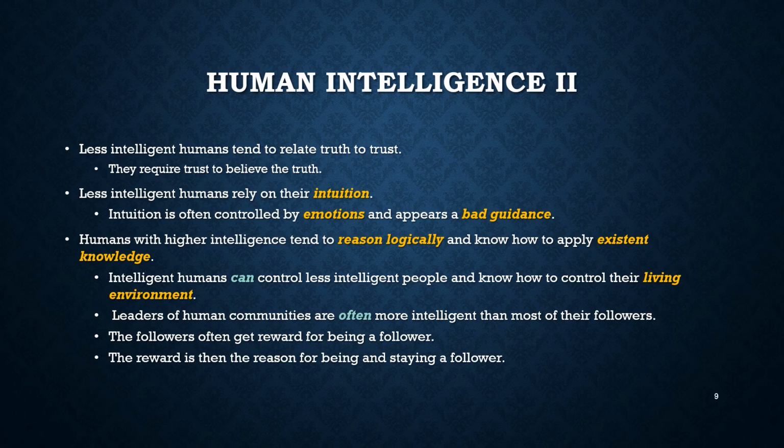Humans with higher intelligence tend to reason logically and know how to apply existent knowledge. Intelligent humans can control less intelligent people and know how to control their living environment. Leaders of human communities are often more intelligent than most of their followers. The followers often get reward for being a follower. The reward is then the reason for being and staying a follower.